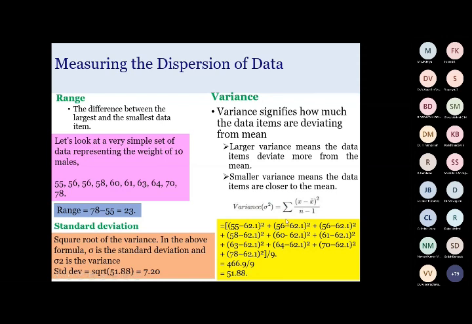This is the formula for calculating the variance. x is the actual data point minus x bar, the whole squared, where x bar is our mean, divided by the total number of samples minus 1. I have taken this example and calculated the variance as 51.88. The square root of the variance is nothing but our standard deviation. So we can calculate the standard deviation as 7.20.